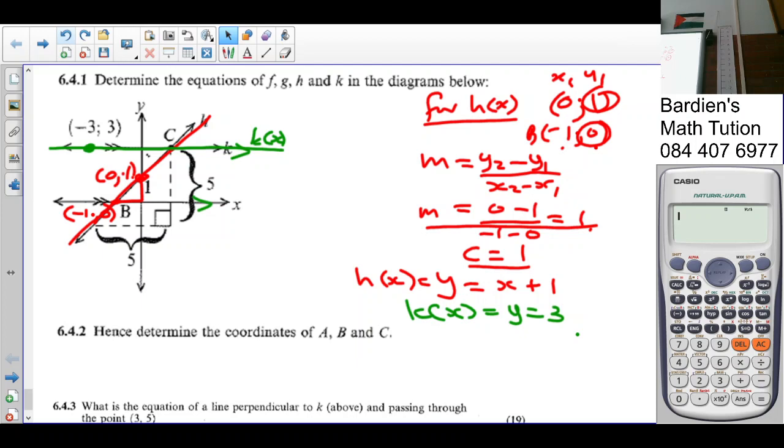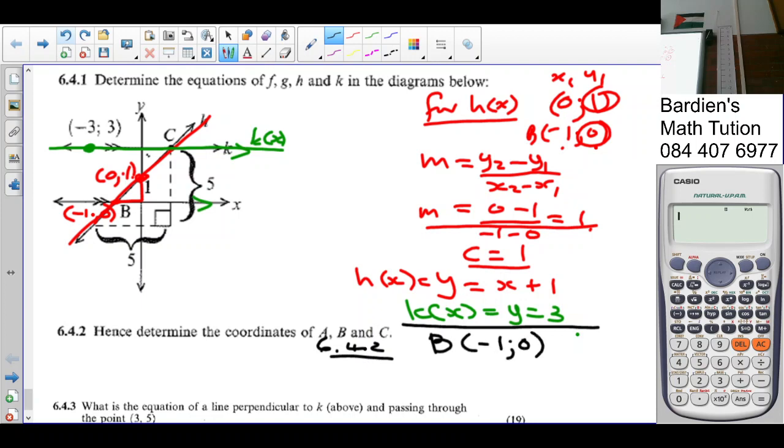Any confusion? No? Hence, determine the coordinates of A, B, and C. We got B. B's coordinate is going to be negative 1 and 0. Then they want you to work out A, sorry, I'm missing A. So A is on the other diagram. I'll come back to A now. And C.